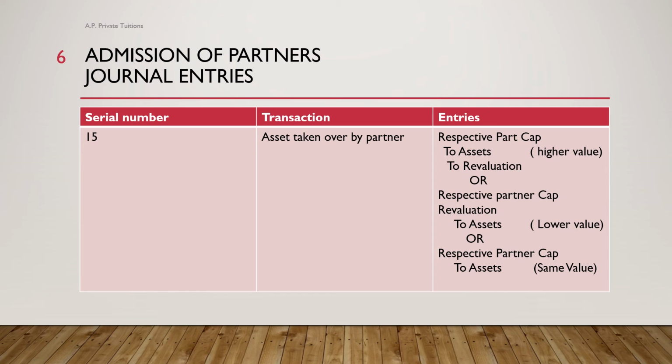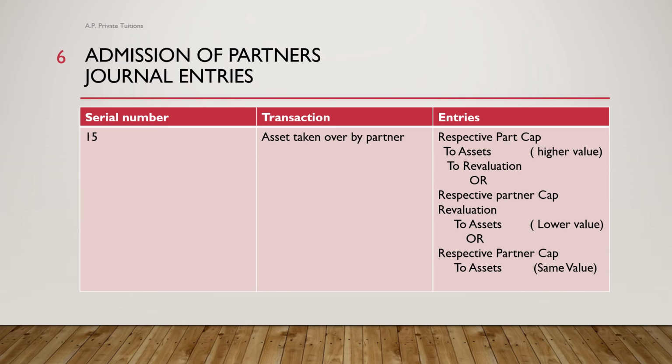Now lower value. The asset's value is 10,000 and say it is taken over for 8,000. So there is a loss. I will say respective partner's capital 8,000, revaluation account debit 2,000, to assets account 10,000. And the last case, the asset is taken at the same value. The asset is worth 10,000 and it is taken for 10,000. So my entry will be respective partner's capital to assets.